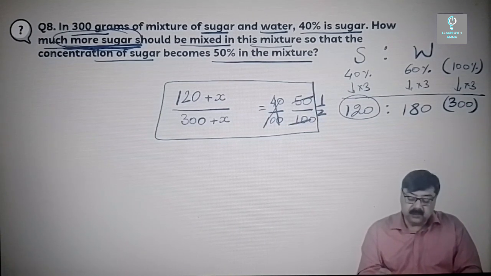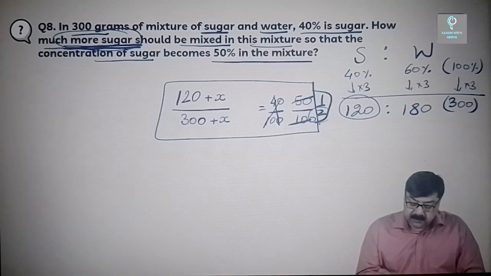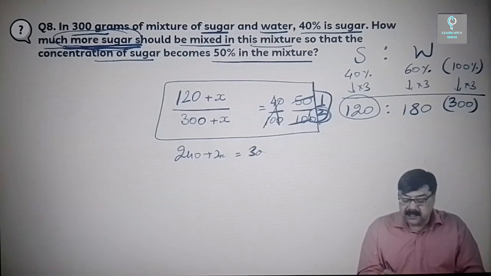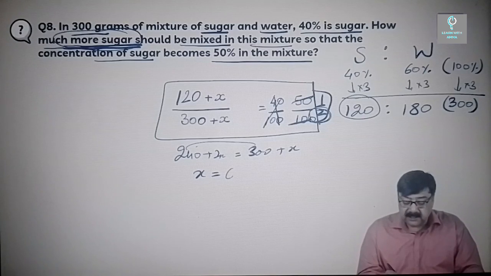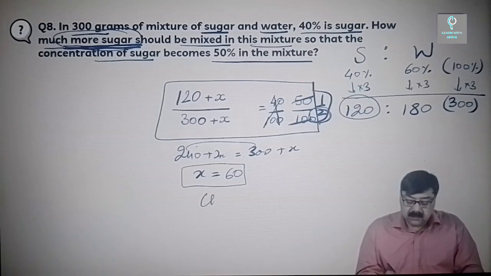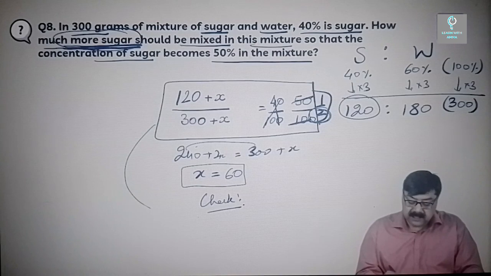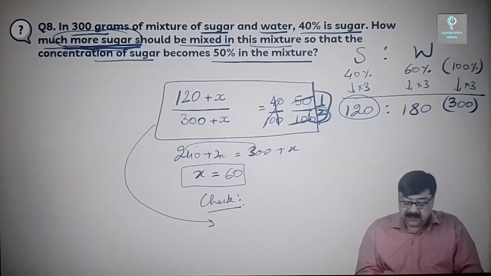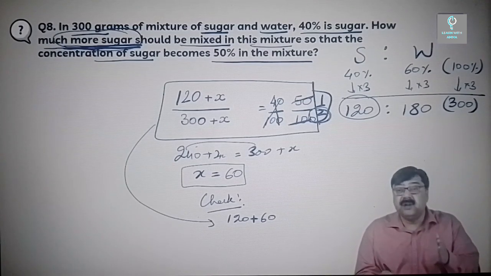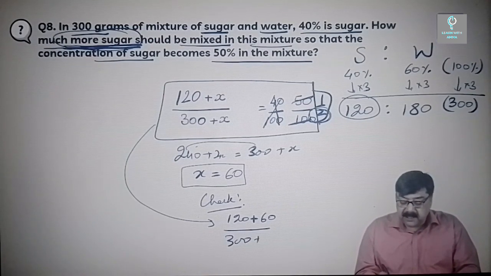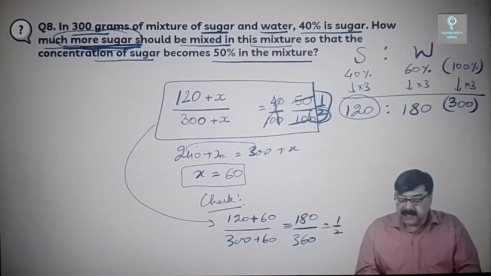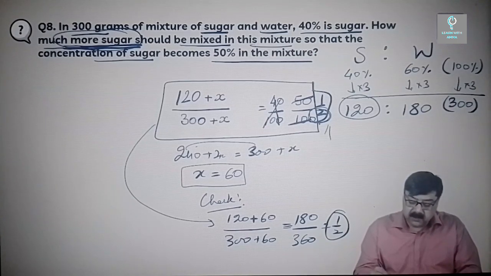This will be 1 by 2. So 120 plus x has to be multiplied with this 2, becomes 240 plus 2x equals 300 plus x. Hence x equals 300 minus 240, that is 60 grams. If you want, you can perform a check also by substituting the value of x in this equation. That is 120 plus 60 by 300 plus 60, where the value of x is now 60, is 180 by 360, which is definitely 1 by 2. And this is the value that we get here.